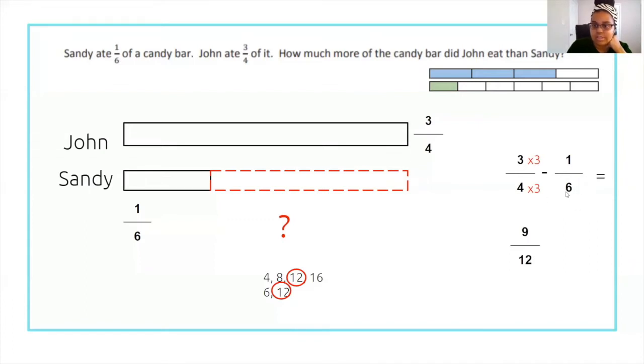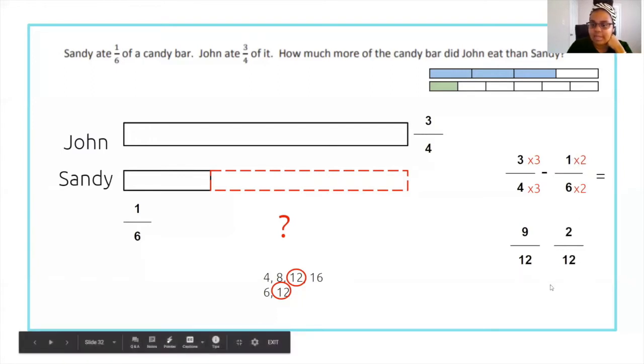So what can I do to 6 to make it so that it has a denominator of 12? What can I multiply 6 by to get to 12? You've got it, 2. 6 times 2 will give me 12, and whatever I do to the bottom, my denominator, I have to do to the top, my numerator. So I need to multiply the numerator and the denominator by 2, and that will give me 2/12. So I know that 1/6 is equivalent to 2/12.